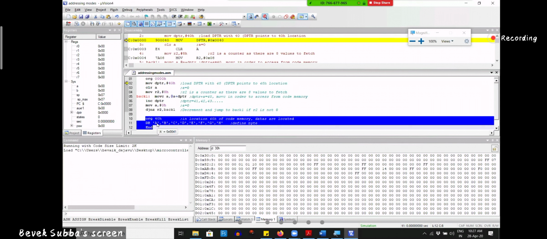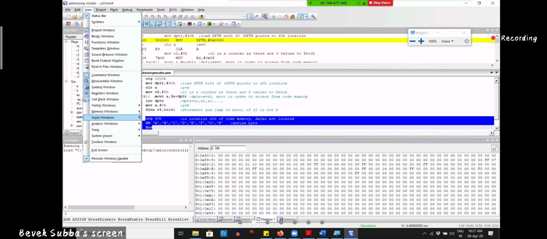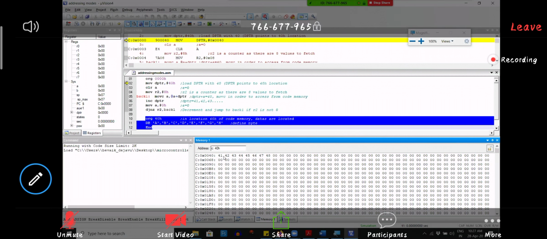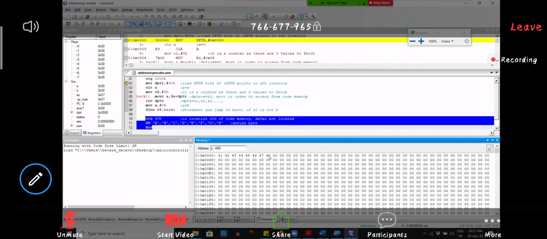Please understand this. You need to go to the memory window, which I have already opened here, and write here C colon 40H. Okay, that time see, this is 40 location: 40, 41, 42, 43, 44, 45, 46, 47.